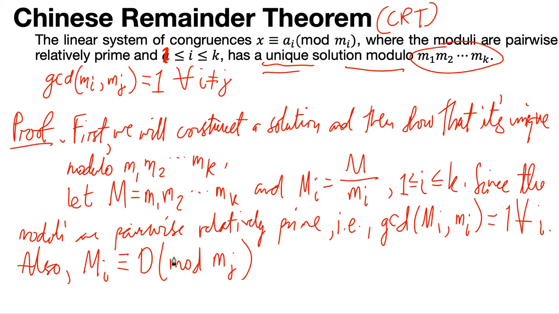That is, m sub j is a multiple of big M sub i, since it's only the i which is not part of the big M sub i. So for some small m sub j, it is a multiple of big M sub i, whenever i must be strictly not equal to this j here.